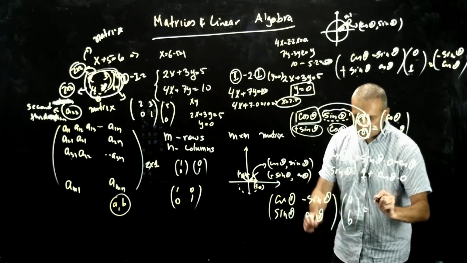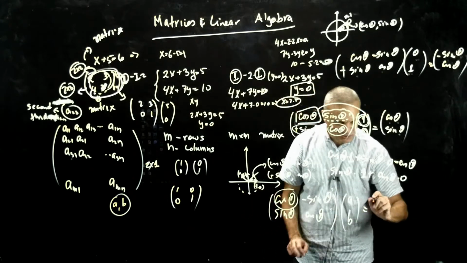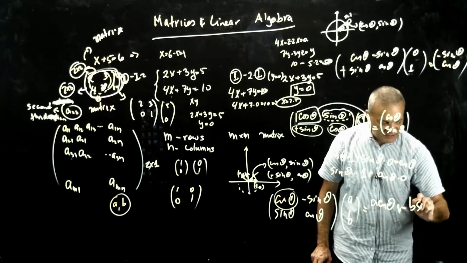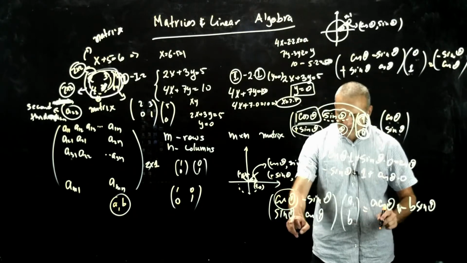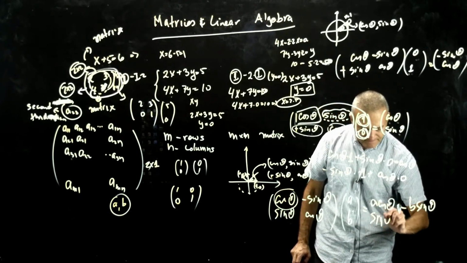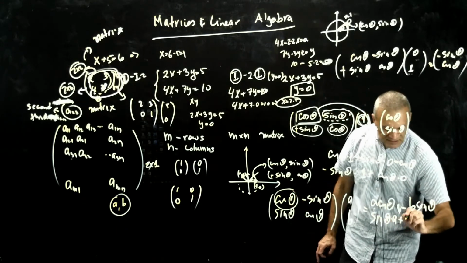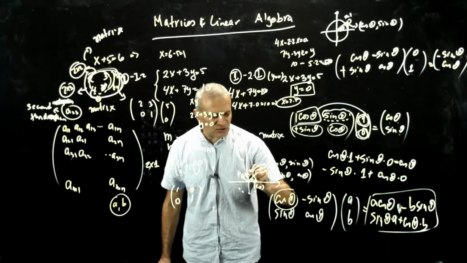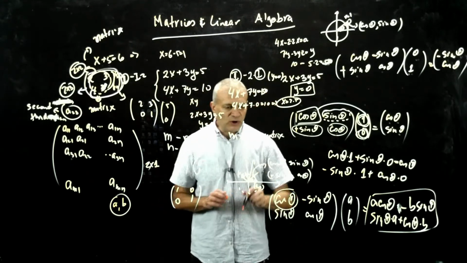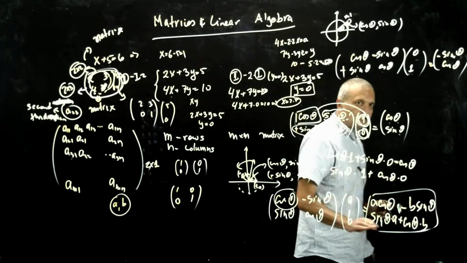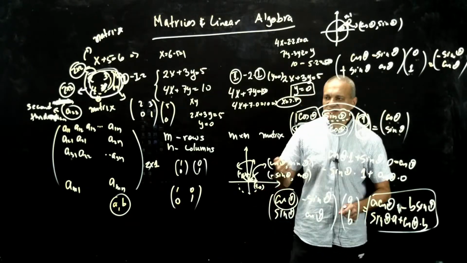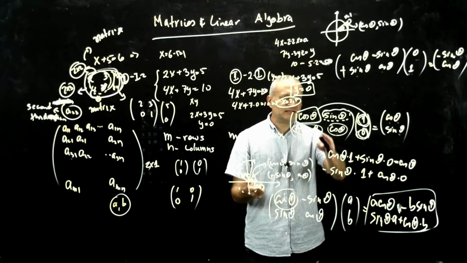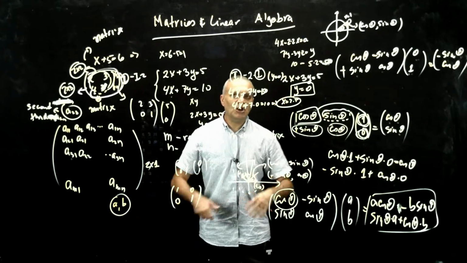You're going to get the first element multiplied by the first, so A cosine theta, plus minus sine theta times B, so it's minus B times sine theta. And the second coordinate is this times this plus this times this, so it's sine theta times A plus cosine theta times B. So for any other vector, you can find where it goes under the rotation using this matrix. These matrices encode transformations of the plane. A 2 by 2 matrix, two columns and two rows, encodes a transformation of the plane.